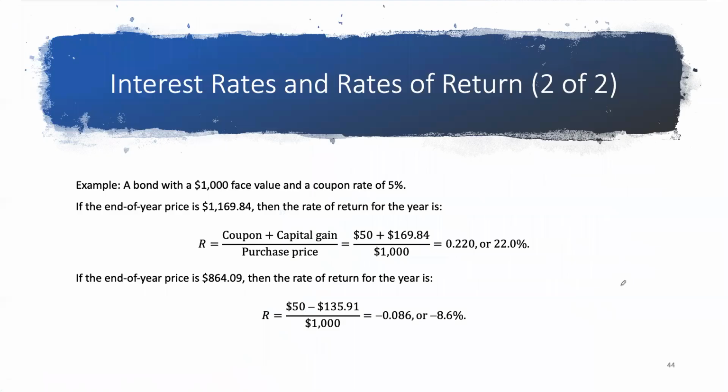Okay. So for instance, a bond with $1,000 face value and a coupon rate of 5%, right? If at the end of the year the price of this bond is $1,169.84, then what is the rate of return, right?